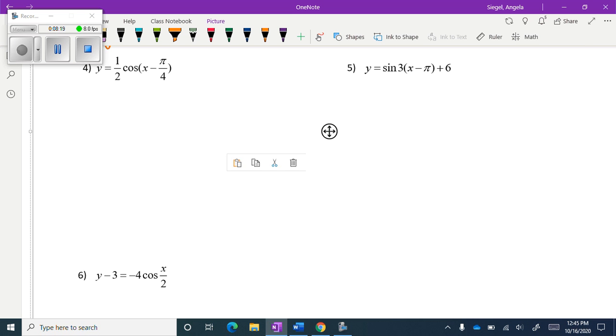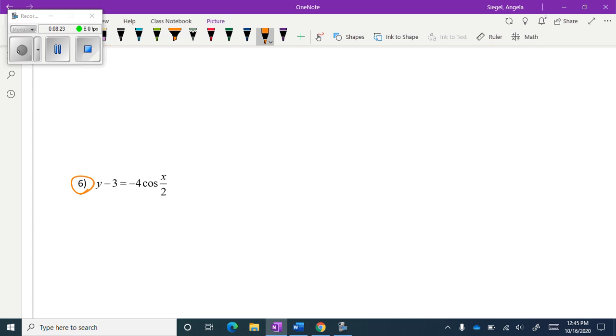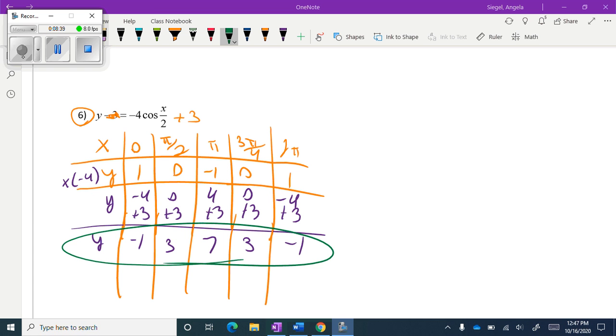So I want to jump down to, let's do number 6. So the first thing that I would do with number 6 is get y by itself. And I think you would know that if you're in an algebra class. I know all of this is new. So I want to see what you can do with this one.